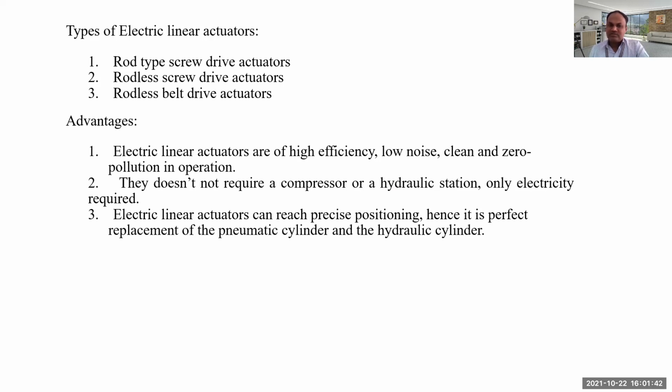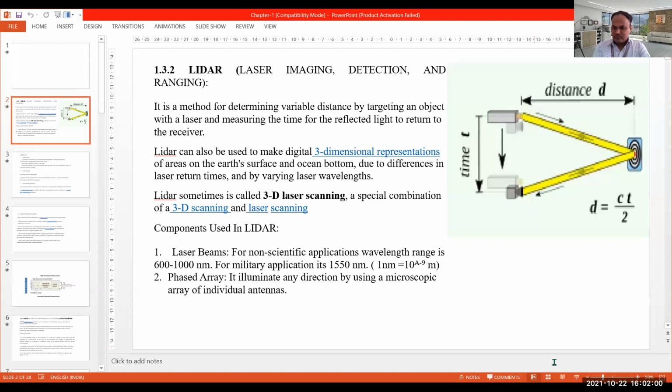Electric linear actuators can reach precise positioning, hence they are a perfect replacement for pneumatic and hydraulic cylinders. Just now we have seen pneumatic and hydraulic cylinders, and these electric actuators will be replacing them.